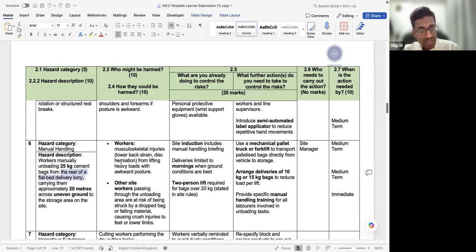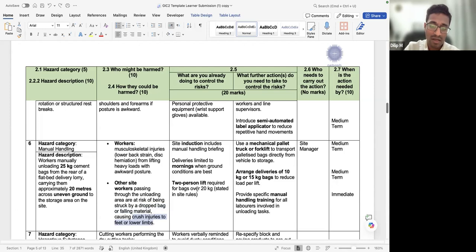So who might be harmed and how? Workers. Okay, so what is the nature of injury? Back strain, disc herniation, the herniated disc or prolapsed disc from heavy loads with awkward posture. And apart from that, it can also cause injuries where you drop the bag onto your body, like you drop it onto your leg, or you fall with the load. So those can cause crush injuries to the feet or lower limbs.